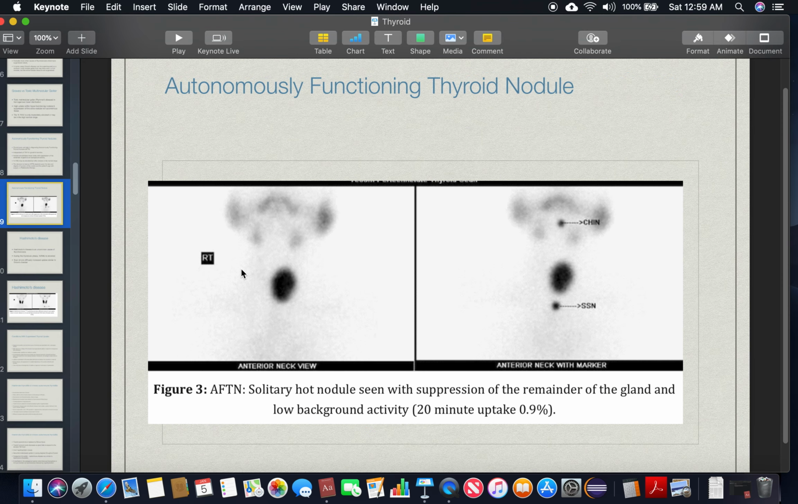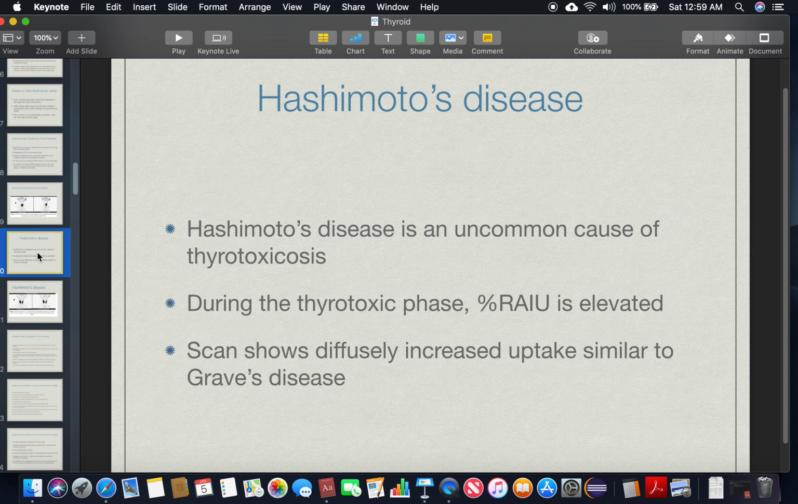Here is an example of a pertechnetate scan. You see that the right thyroid lobe is kind of missing. The entire left lobe has this high uptake, and now we have the chin and the suprasternal notch, and here you see how this is suppressing the entire rest of the gland.